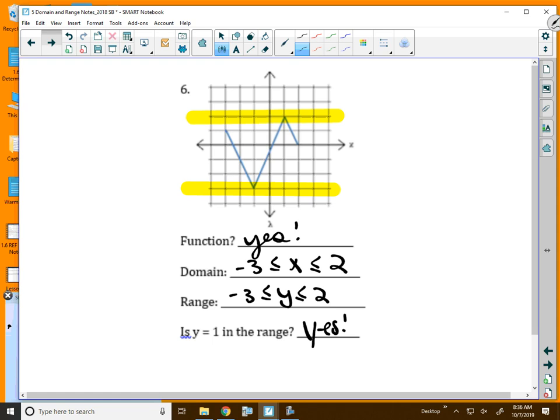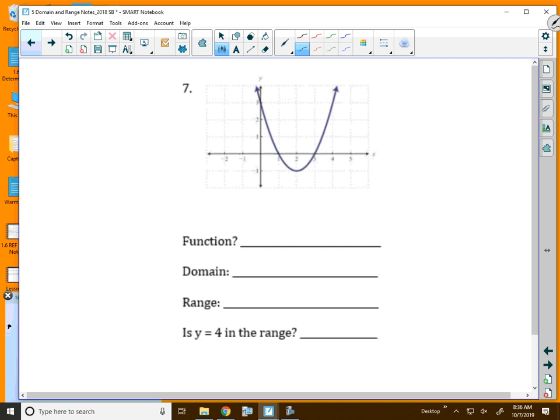Okay, we're going to get into some different things here now. What do you notice about this graph that our other graphs did not have? Rounded. Okay, it's rounded, yes. That doesn't really affect our domain and range, but there is one thing that does. The arrows. You see the arrows at the top? That's going to affect our domain and our range. We'll talk about that in a second.